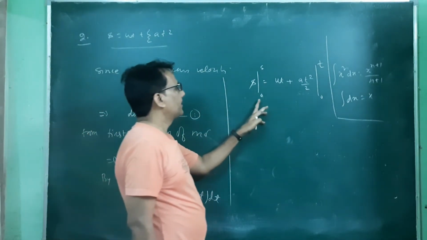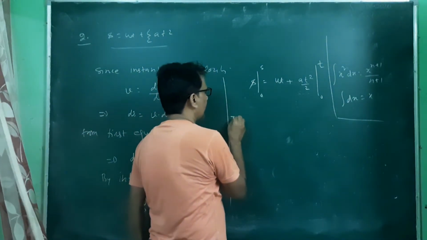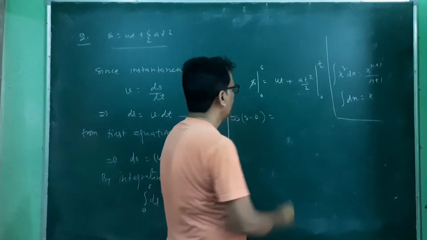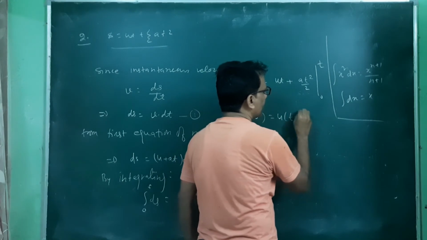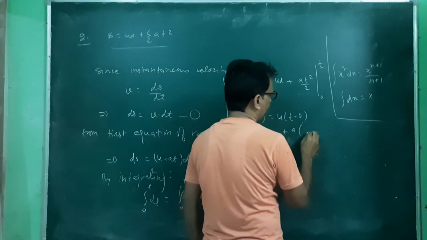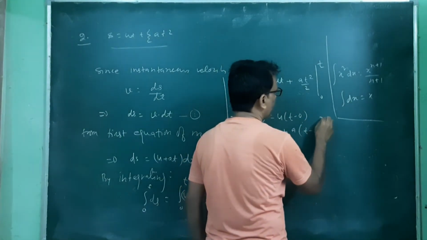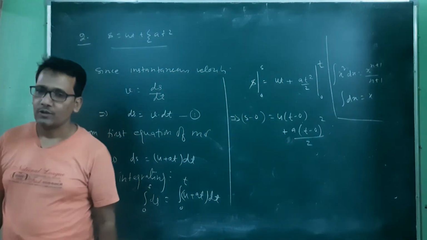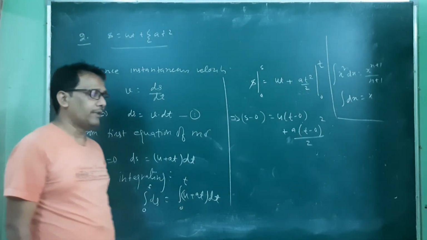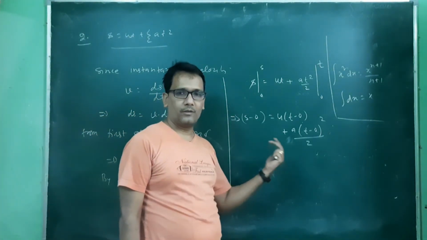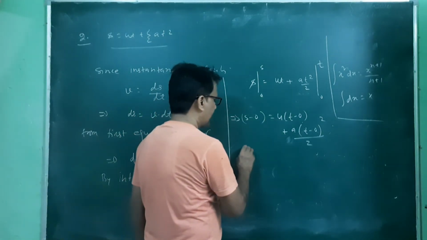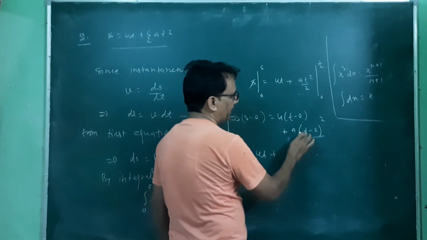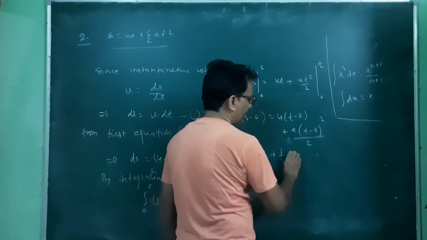Okay, now we'll substitute these limits. So this is equal to s minus 0, this is equal to ut minus 0 plus a times t minus 0 square by 2. So lower limit is 0 and upper limit is t. So we will take that t minus 0 in place of t. So this is s is equal to ut plus, and here this is t square, so half a t square.